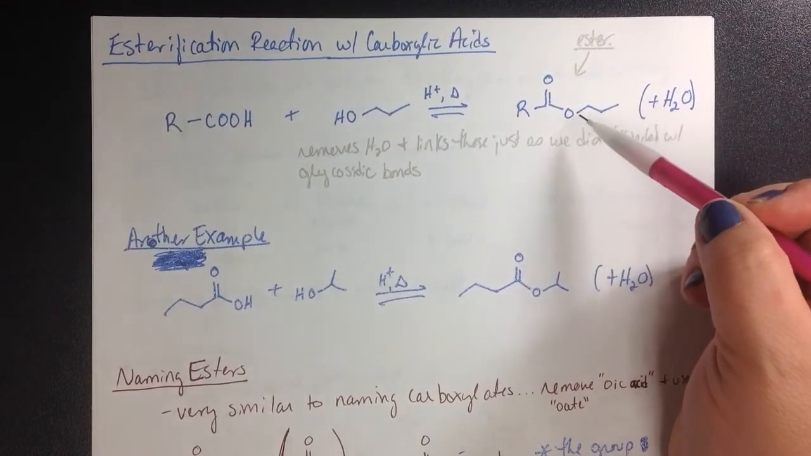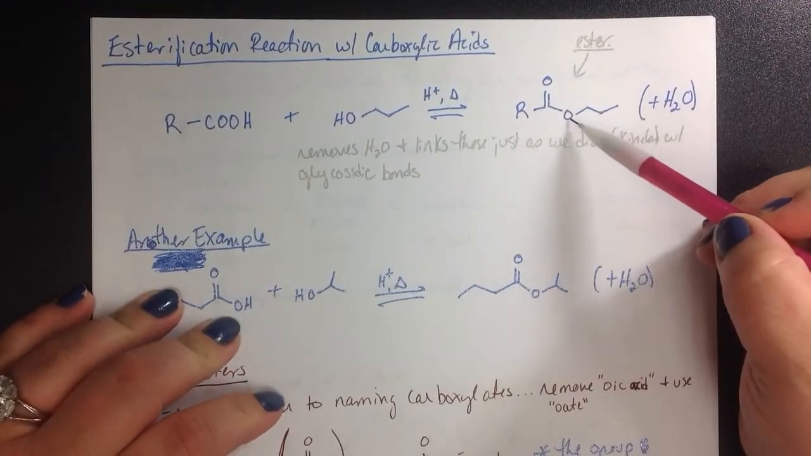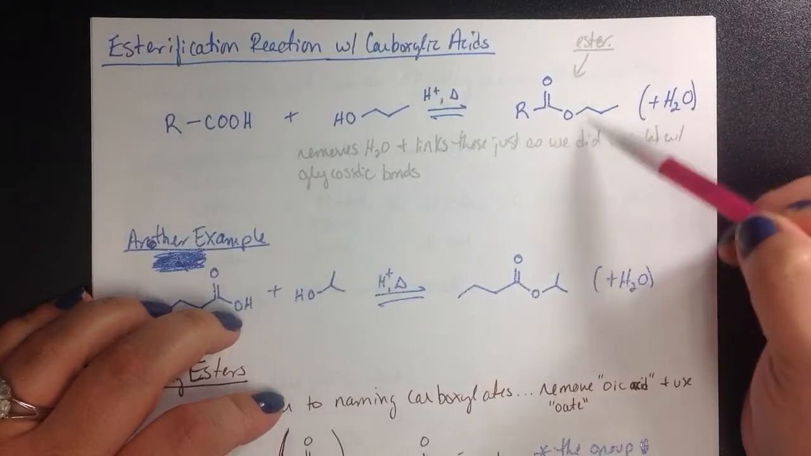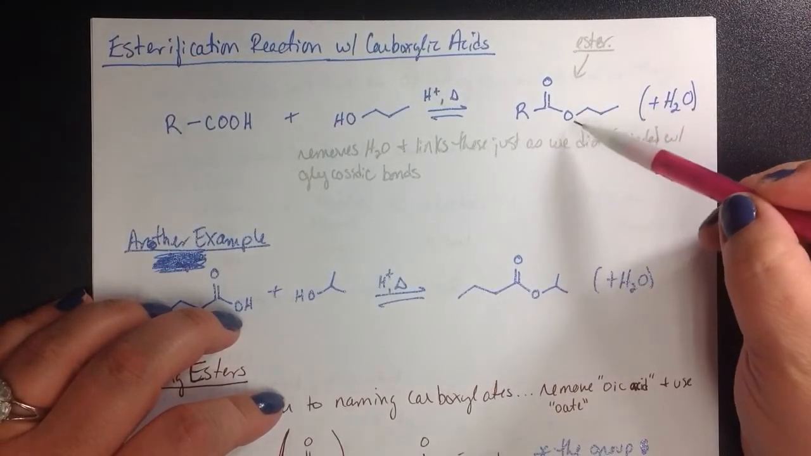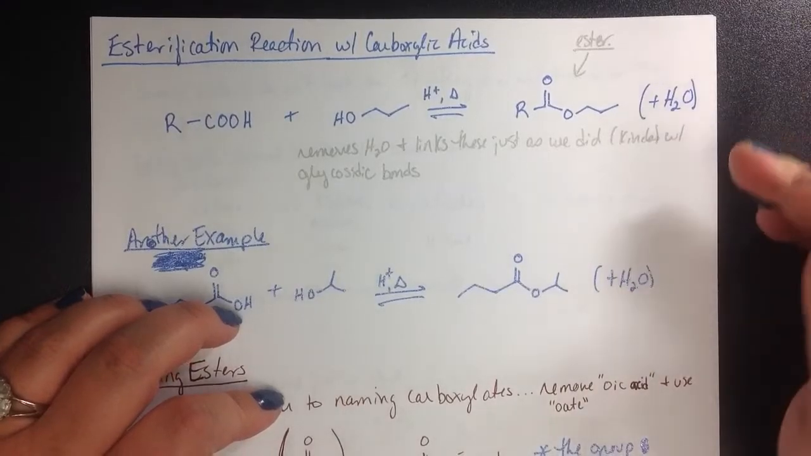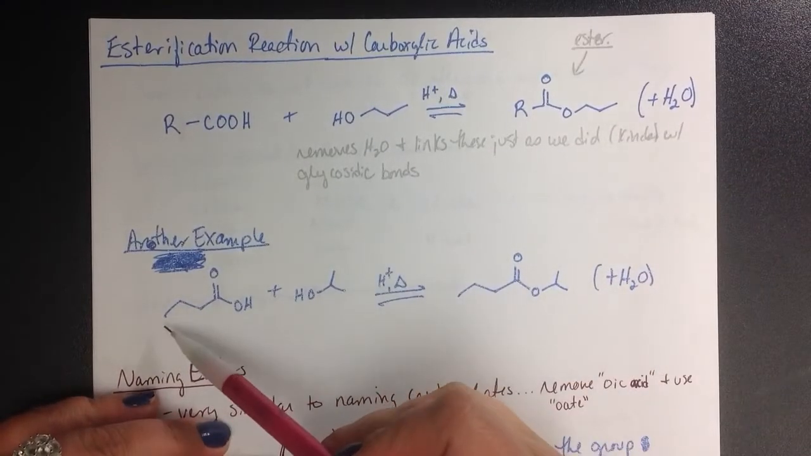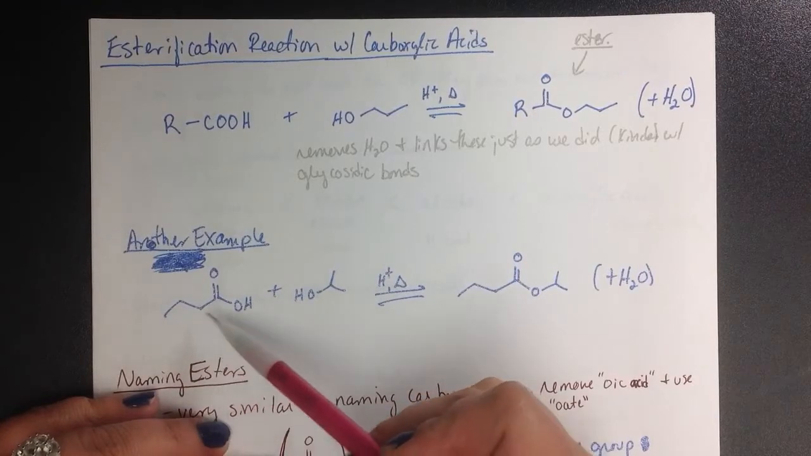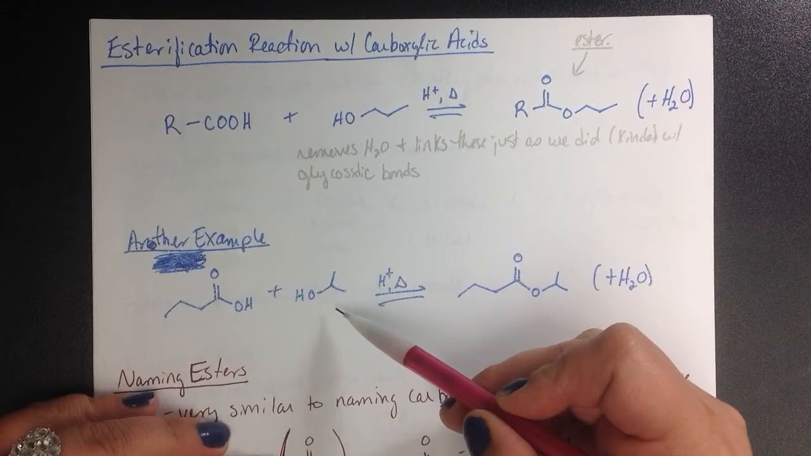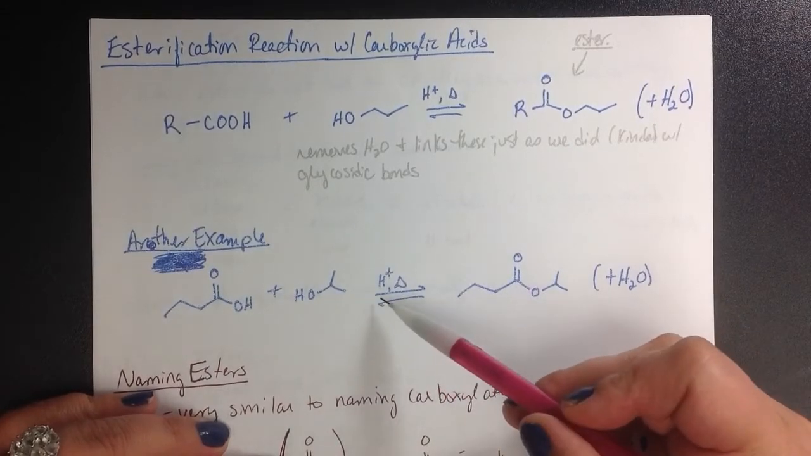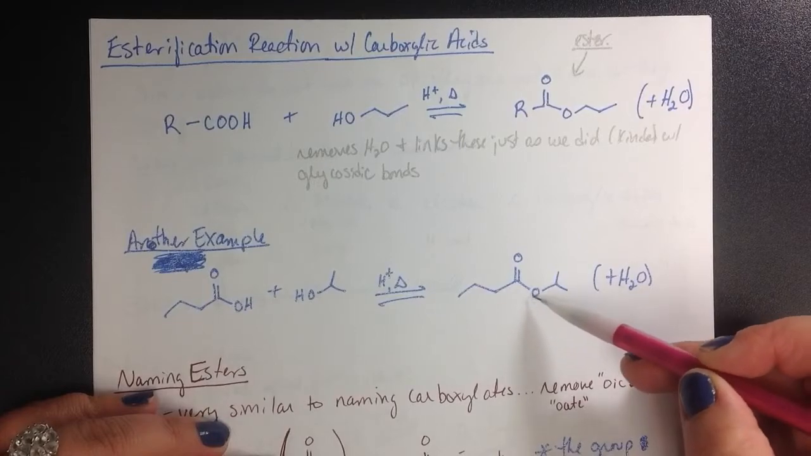So this is an ester, where you have some carbon over here, a C=O bond, oxygen, and some more carbons over here. So an ester doesn't have that hydrogen over here. Instead, it has carbons. Another more specific example is if you have 1, 2, 3, 4, butanoic acid react with isopropanol under acid and heat. See how this basically makes that happen right there?